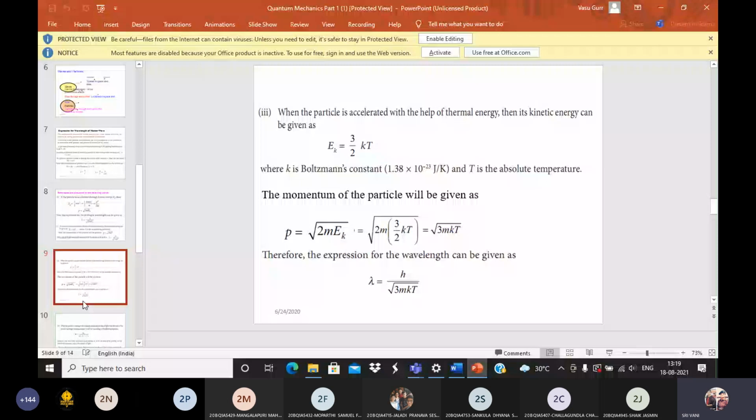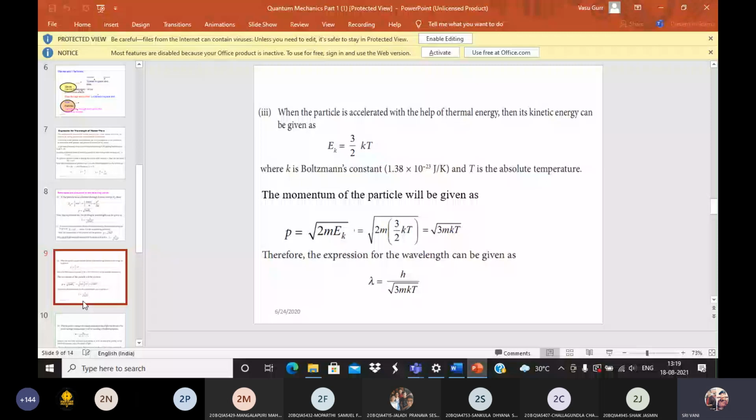We see that if the particle is lighter, that is, the mass of the particle is low, then by the relation lambda is equal to h by mv, the wavelength is high. Similarly, if the velocity of the particle is greater, then the wavelength associated with it is smaller, because the relation between wavelength and velocity is inversely related.